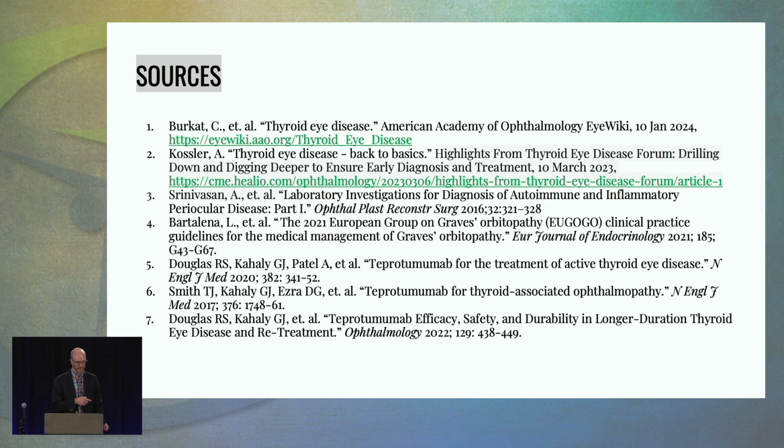So a couple of really good sources I just want to point out. Right here, part 1 and part 2 from OPRS. Those are great resources that I use and refer back to a lot when you're looking up immune-related orbital problems and the proper workup for that. And then the UGOGO guidelines, you can just Google those.